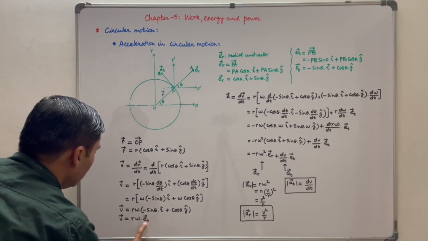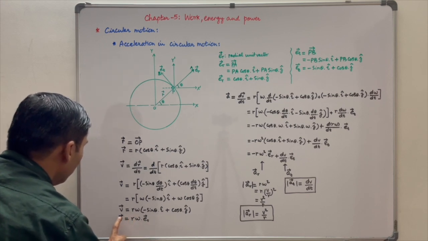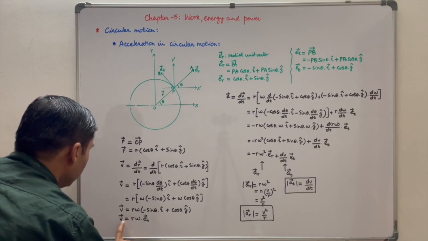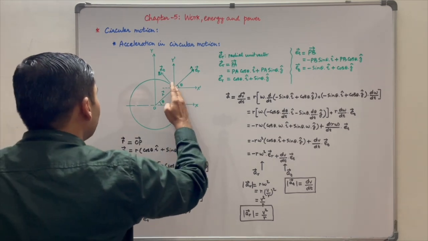Vector Et is a unit vector. What this means is the magnitude of velocity at any point P is equal to rω, and the direction of velocity is along the unit vector Et, which is tangent at that point P.